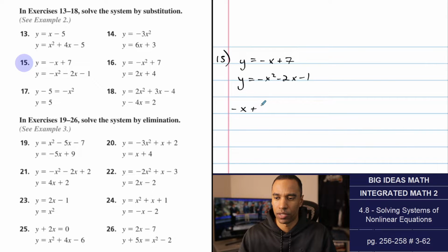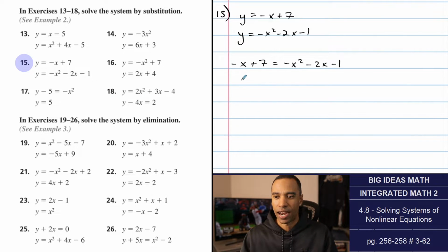I'm going to do the top one, because I'm going to add. I'm really thinking about just adding that x squared over. That's really my thought process of that. So if I add x squared over, boom. If I add 2x over, negative x plus 2x is 1x. Add 1 over, 7 plus 1 is 8.